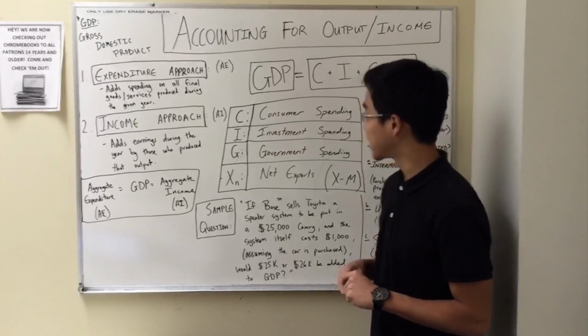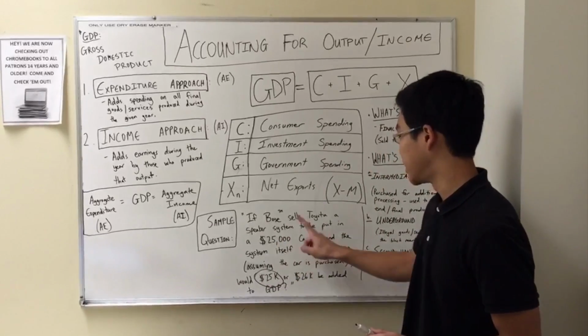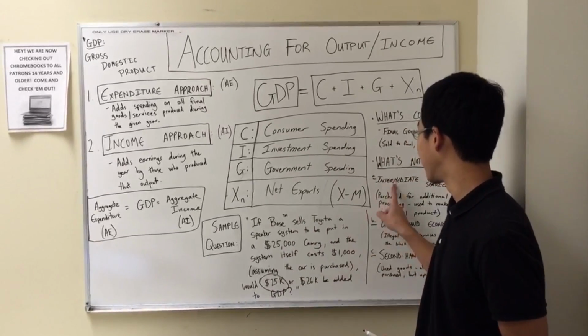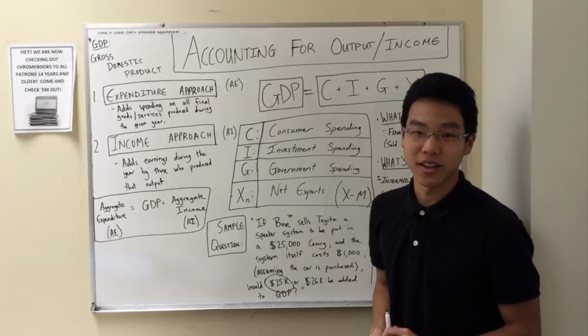Okay, so the answer to this question was $25,000 because the Bose speaker system is an intermediate good, which is already implemented in the cost of the car.